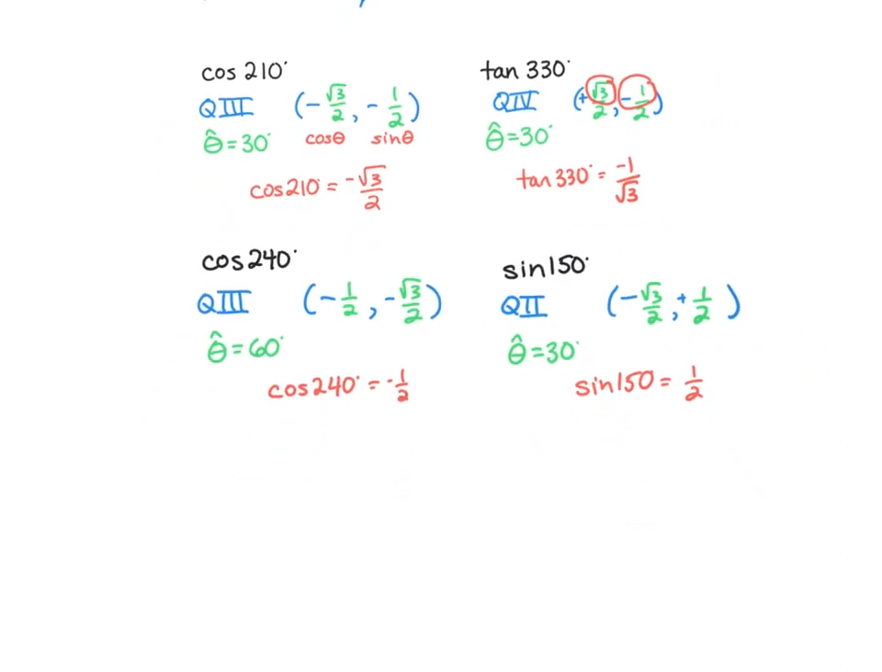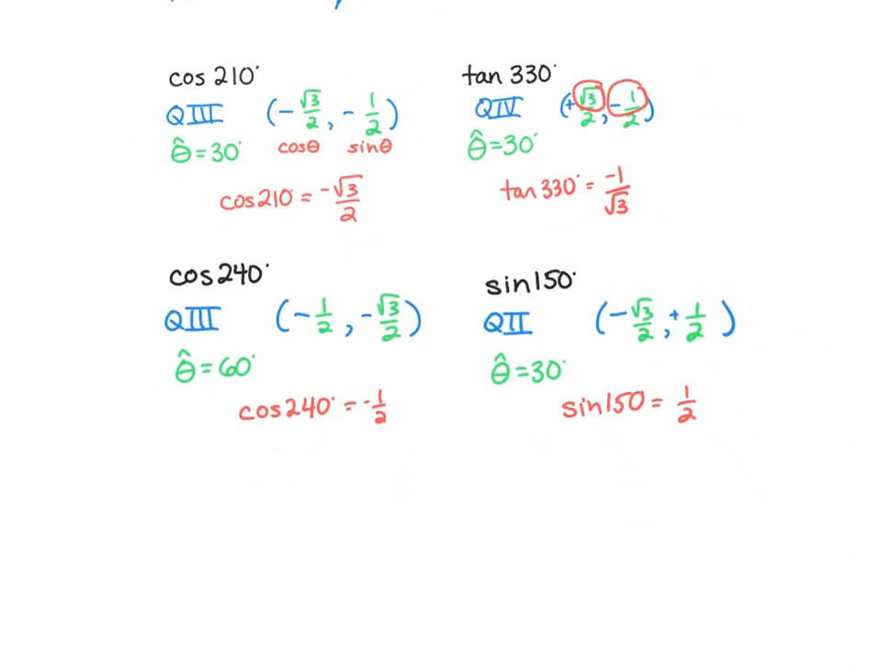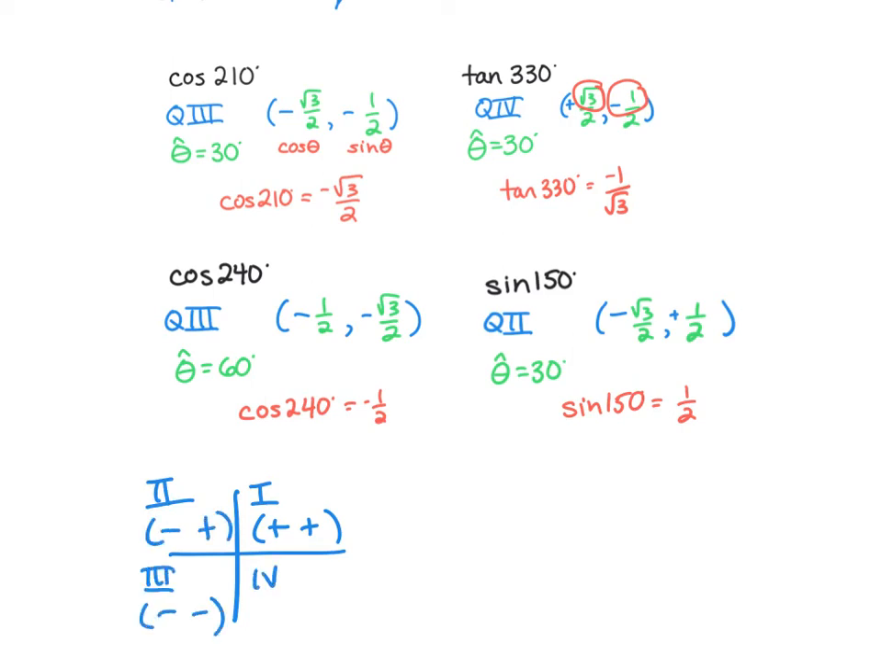And in case you were wondering, how did I know my ordered pair signs when I was saying, oh, I know in quadrant 1 it's this? Just a reminder, quadrant 1 is positive, positive. Quadrant 2 is negative, positive. Quadrant 3 is negative, negative. And quadrant 4 is positive, negative.